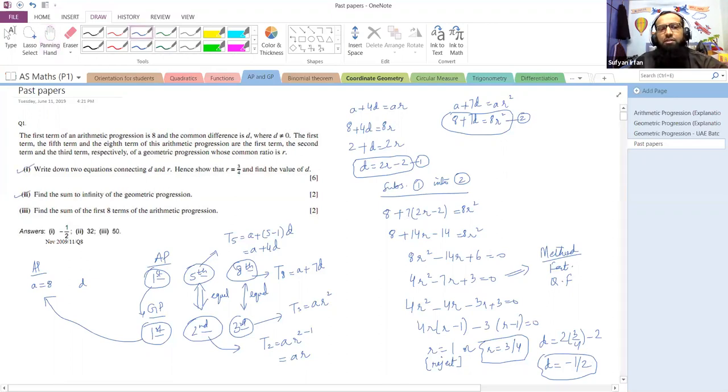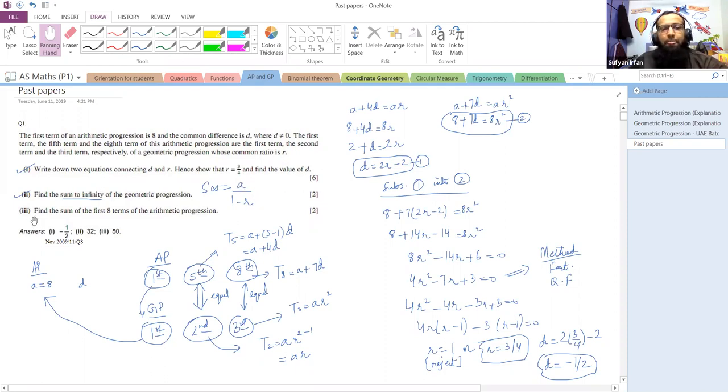As far as the second part is concerned, we have to find the sum to infinity. The formula for sum to infinity is A upon 1 minus R. We already have A as 8, and we have the common ratio R, which is 3/4. We can just substitute and secure the 3 marks. Basically, the first part was the most important one. Part 2 and part 3 were the 3 marks. So if anyone has A and R, the second part can be done.